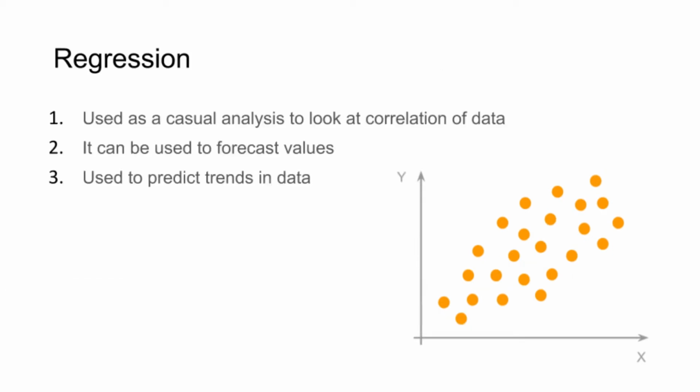Alright, as an overview, regression is used for three primary purposes. One, it's used as a causal analysis to look at correlation of some data. Two, it can be used to forecast values or predict a y value based on an x value. And three, it can be used to predict trends in data.